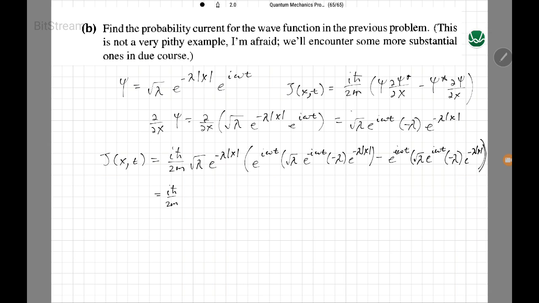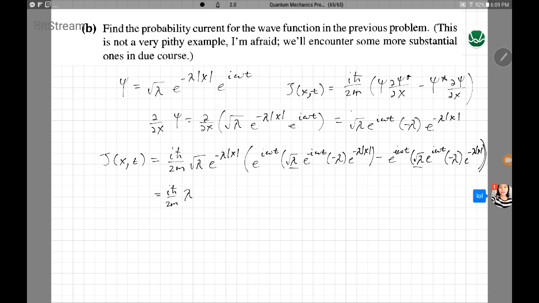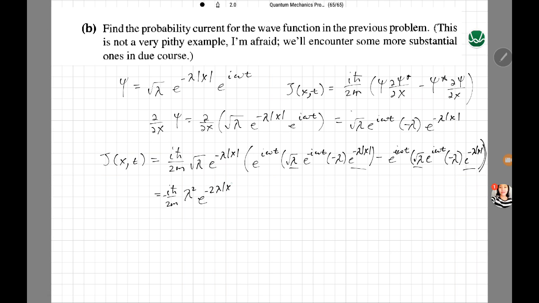Okay, let's pull out more constants. We have square root of lambda, so now we have a full-on lambda out there. And then we have another negative lambda to pull out, so that's going to be a lambda squared. Then what do we have next? We have another e to the negative lambda x, so we've got two of those guys.